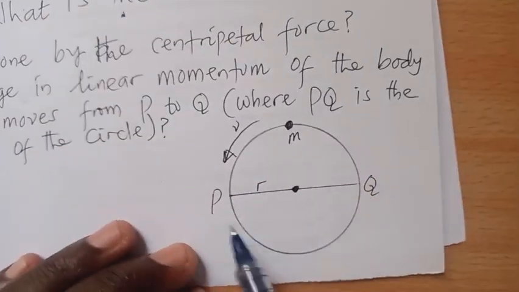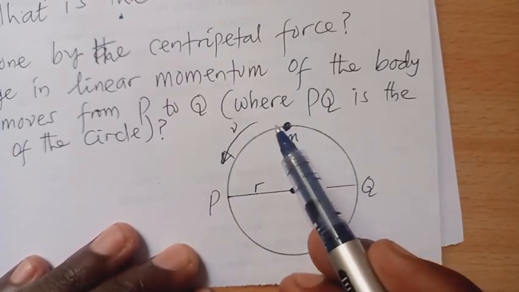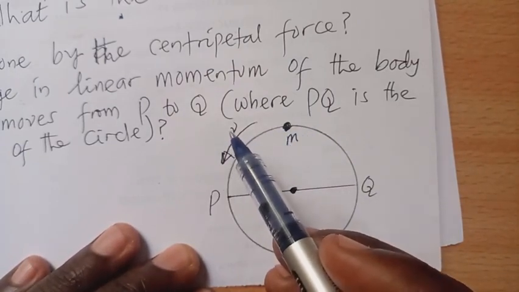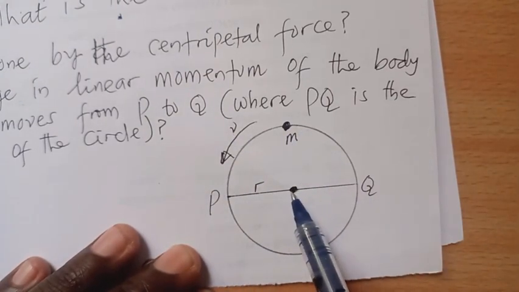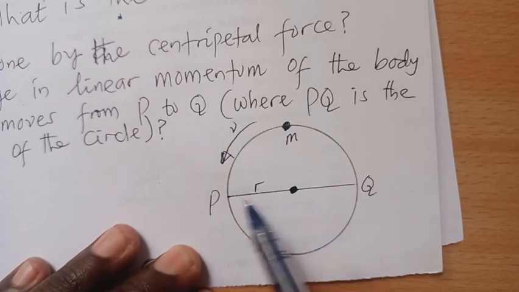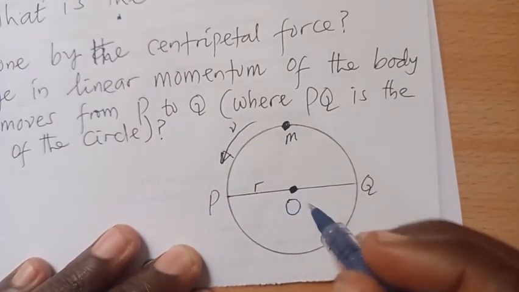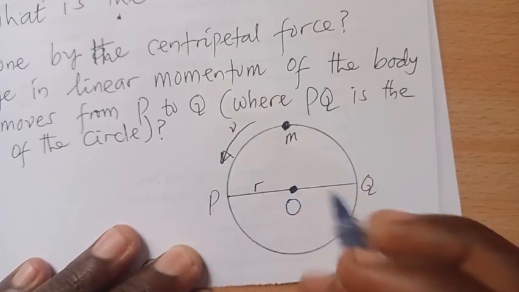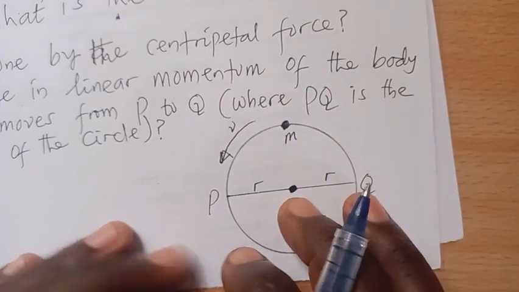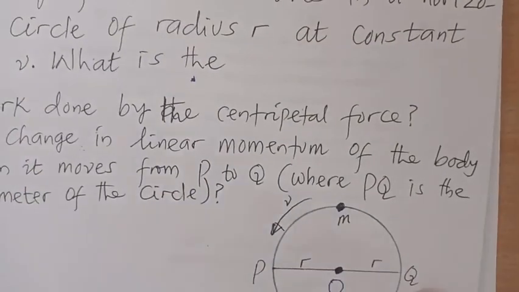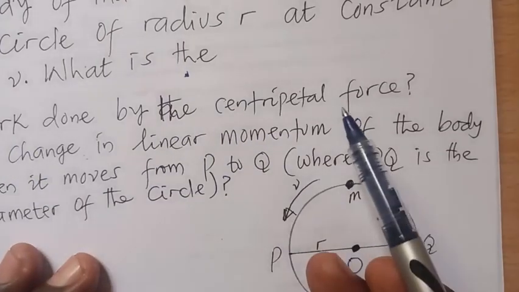Look at the diagram here. You have a body here. It has a mass m. It moves in this direction with constant velocity v. And this is the center of the circular path. Let me call the center O. From O to P is r, and of course, from O to Q is also r. So here is the question: what is the work done by the centripetal force?